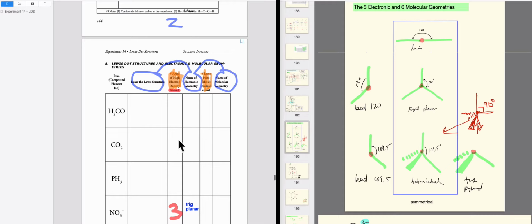Yes? 2 from the single bonds, 2 from the lone pairs. And what would your electronic geometry be for water? It would be the only one that has 4, which is tetrahedral.